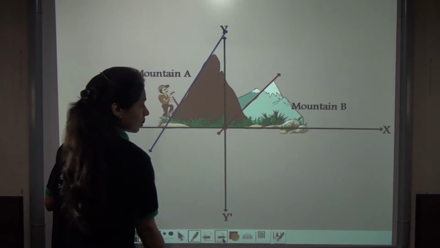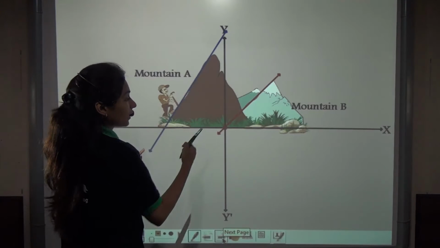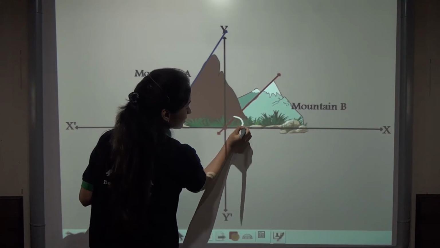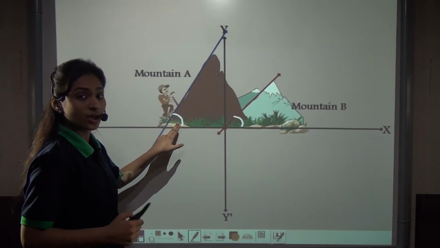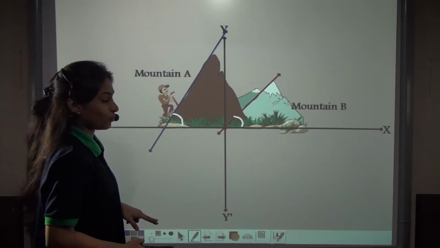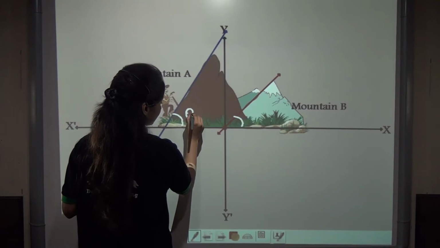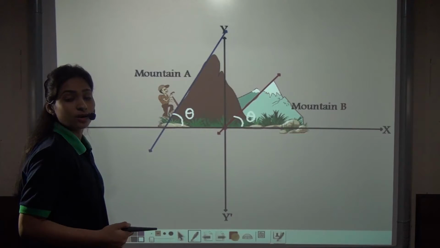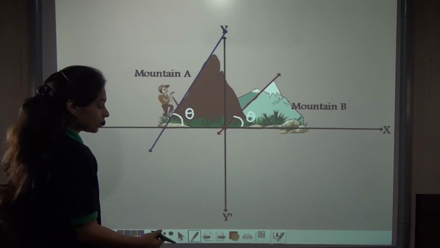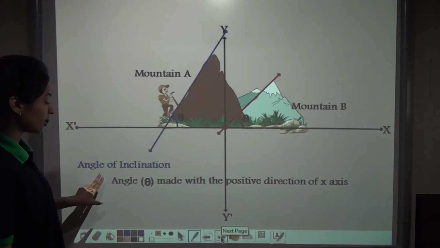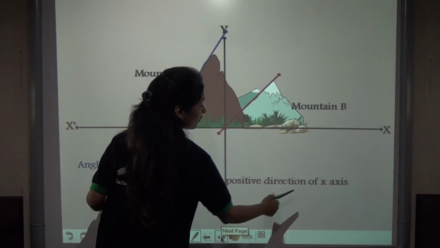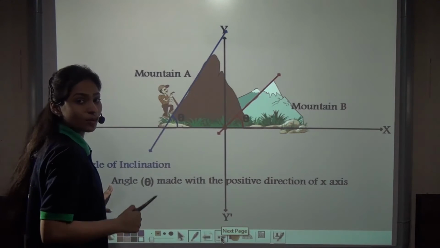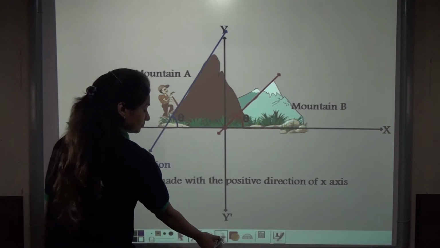Let's see. Now we can see that these 2 oblique lines, they are forming an angle with the positive direction of the x-axis. Now this angle is actually what will help us to find the slope. Let us name this angle, say, as theta. Now this theta is called the angle of inclination. What is the angle of inclination? The angle of inclination is made with the positive direction of the x-axis. So any oblique line will make an angle of inclination with the positive direction of the x-axis.